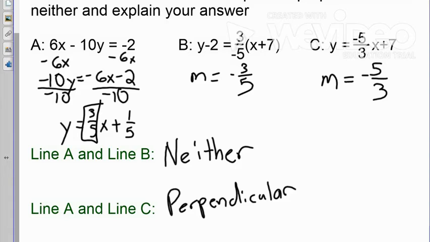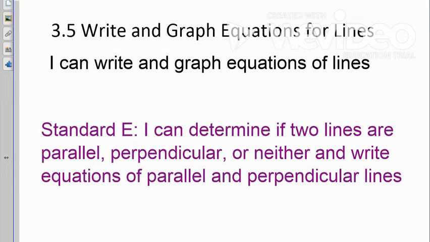And then if I look at B and C here, they are not the same, nor are they negative reciprocals. So these are neither as well. All right, so no parallel lines in this example. But as long as you were paying attention, following along here with the slope and going back to what we did in 3.4, this should have been no problem, okay?